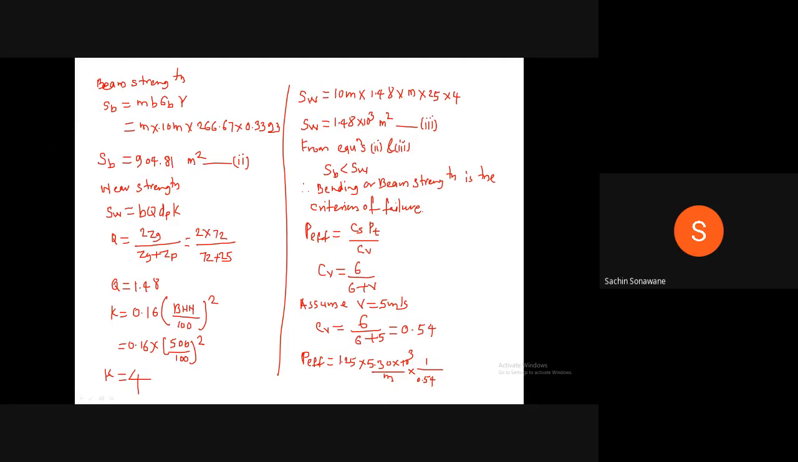Now, we have concluded from the calculation that SB is less than SW. Therefore, you have to equate SB and P effective. Write down SB is equal to P effective into factor of safety.